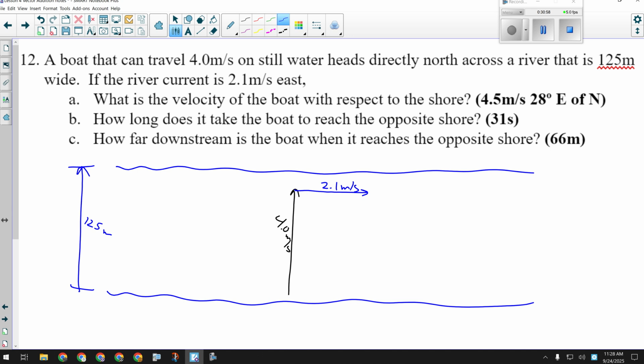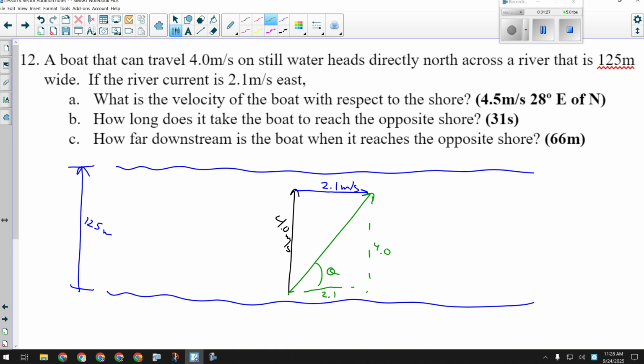So what's the velocity with respect to the shore? Well, I would say this is the shore here. So our velocity would be this line, but it wants this angle. Everybody okay with that? Can I just flip my triangle over to do this in one step? I'll get the same numbers, right? I can just say this side's 2.1 and this side's 4.0, and then I don't have to do 90 minus, or I can do it that way and go 90 minus, whatever works.